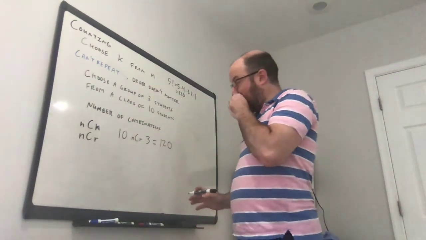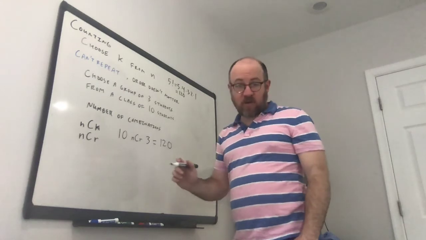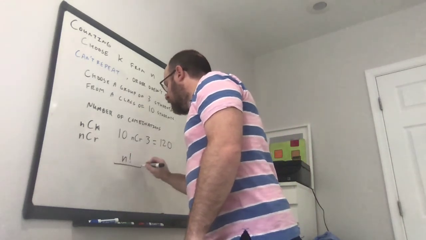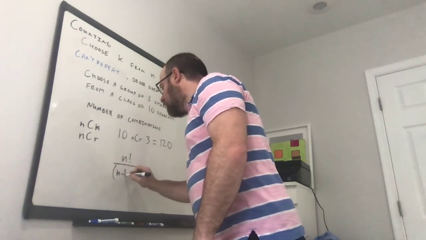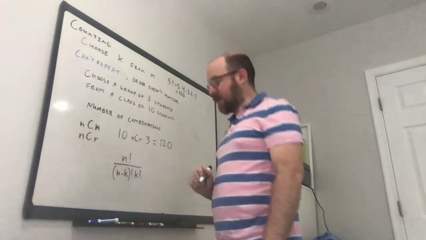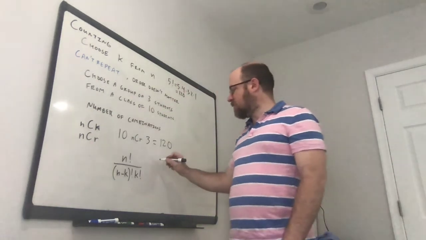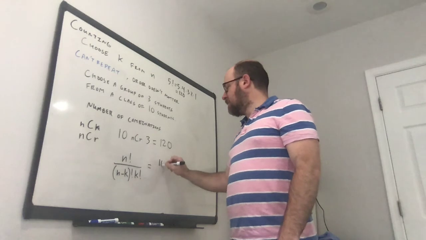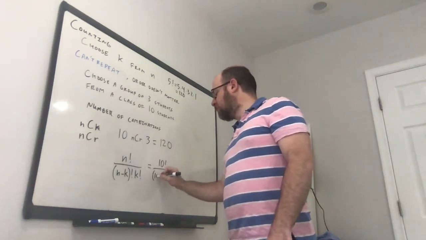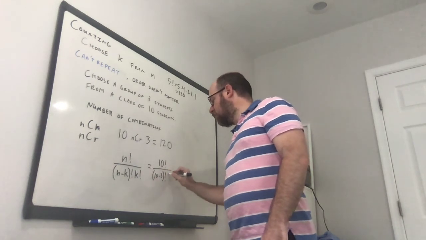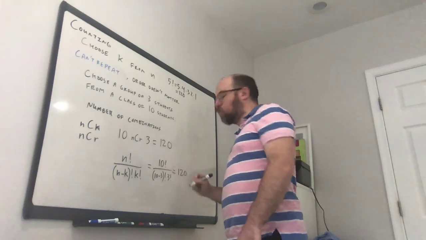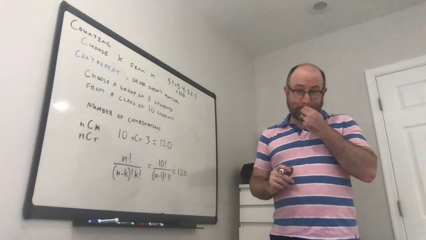So there is a formula for this, just like there was with the number of permutations. It's going to be n factorial divided by n minus k factorial times k factorial. Okay? So in this particular case, 10 factorial divided by 10 minus 3 factorial times 3 factorial, which will also give you 120.